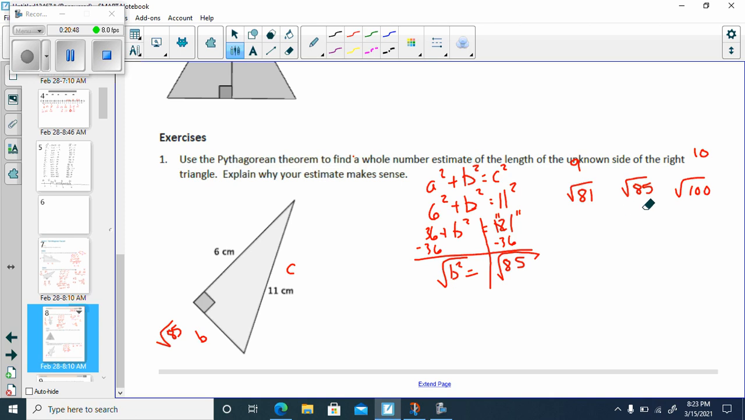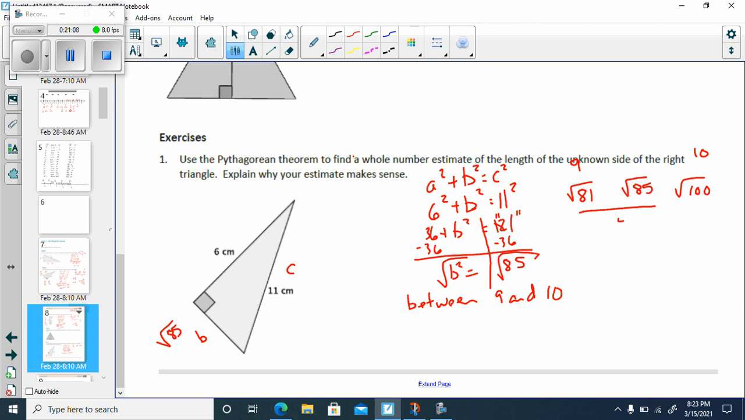Okay, so the square root of 85 fits between the square root of 81 and the square root of 100. So we're talking about 9 point something. So our answer is between 9 and 10. Okay, let's see what fraction it is.